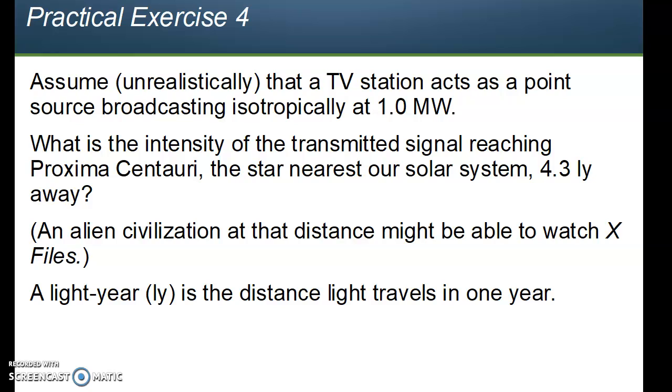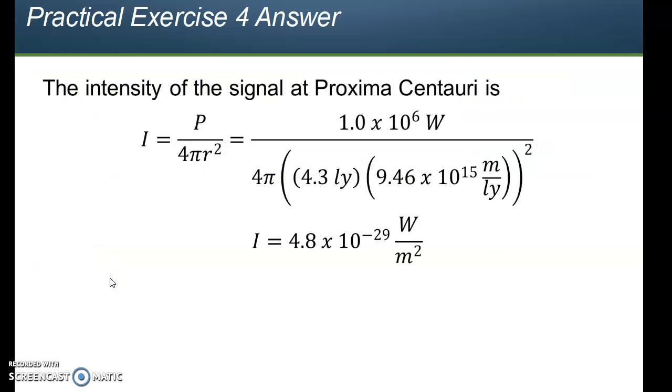And so it's going to be 4.3 times 9.46 times 10 to the 15th meters. And again, these things are located in the constant section at the back of the book. And the power here is 1.0 times 10 to the 6th watts. Yeah, that's much greater than any TV station would ever be allowed to broadcast.